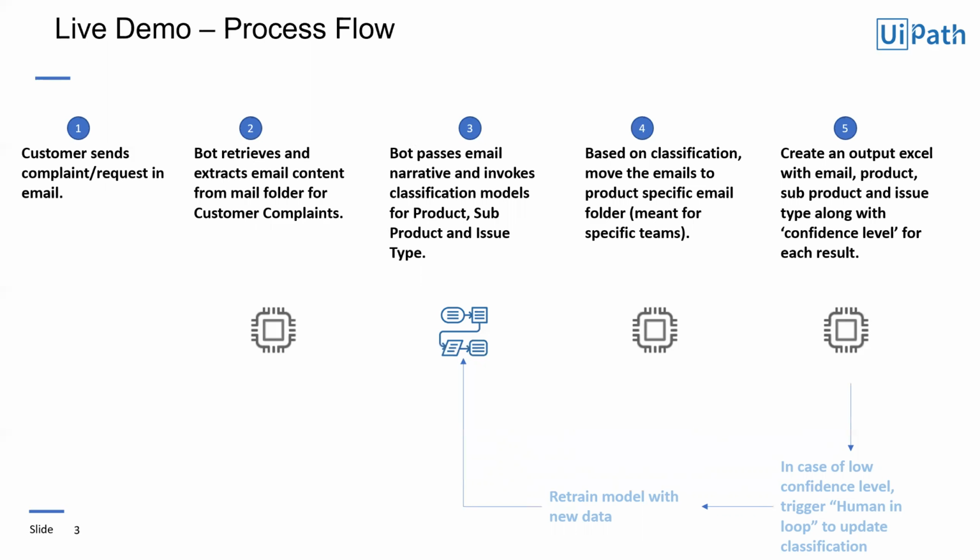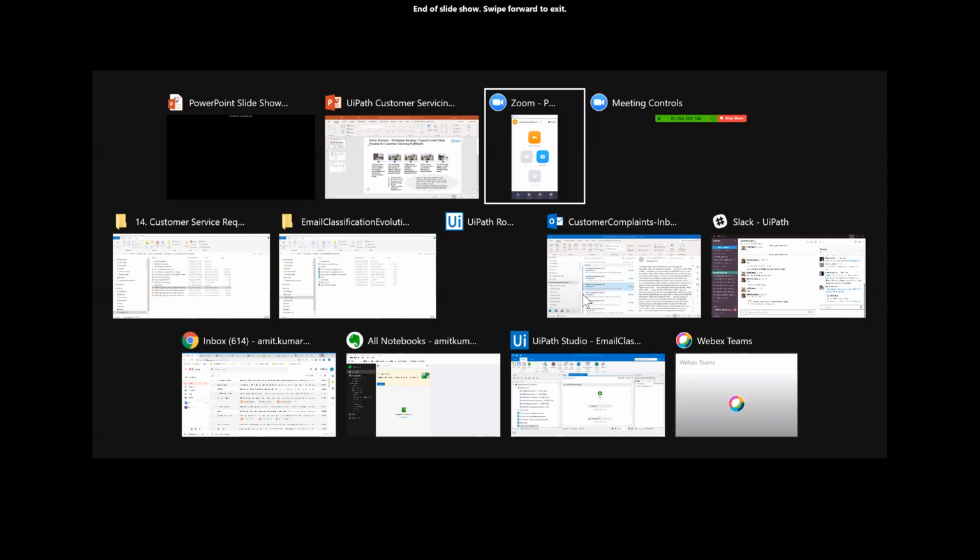In addition to moving the email to the specific folder, we'll also create an output Excel with the original email, the classified product, subproduct, and issue type, along with confidence level. This confidence level will then be used to trigger a human in the loop in future releases of this demo, wherein if the confidence level is low, the human in the loop can validate, confirm, and modify the classified category. And as a result of that, it could again go back to the model retraining for continuous improvement. Let us now shift into the UiPath live demo.